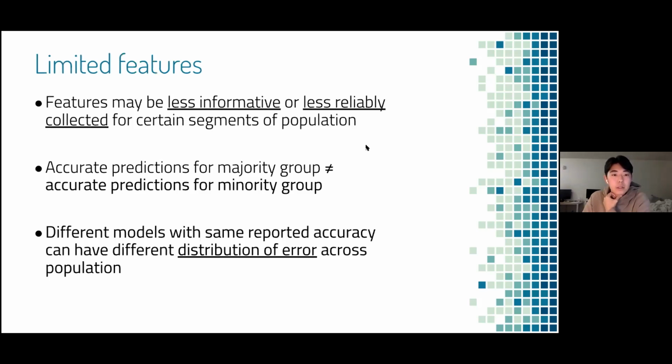limited features. This is the case in which our training data might be different for different population groups. Features may be less informative or less reliably collected for certain segments of our population. And this is particularly heinous when we have a large majority group versus different minority groups. An example of this can be if we are a geospatial company and we're trying to collect data for earthquake monitoring.